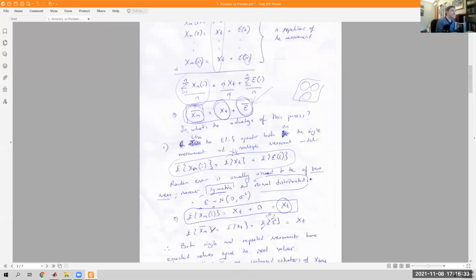And if I apply the same analysis for the second model, use the expectation operator on both sides, note that this is still going to be xt, and this time it's going to be the expected value of an average of random error terms. Since each random error term is going to have an expectation of zero, this expected value of the average of our experiments is still going to be equal to the true value.